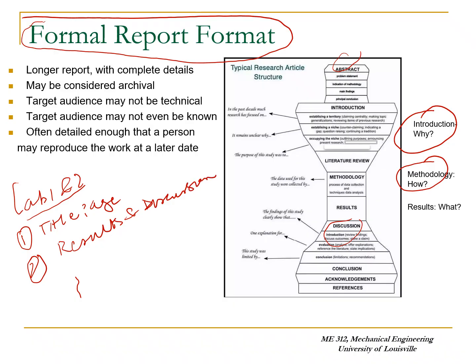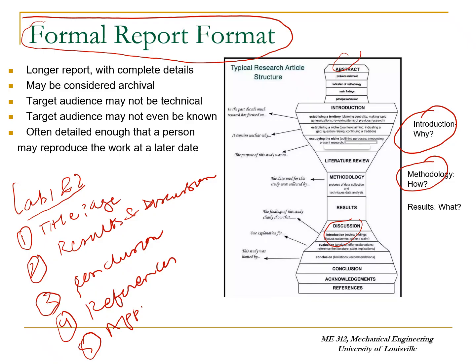You have conclusion, references, and then appendix. So these are the items which you need to include for lab 1 and 2, which are going to be individual. That means everyone needs to submit this lab report.